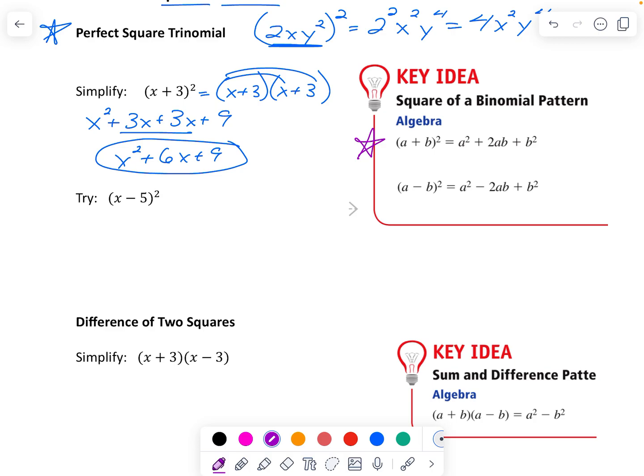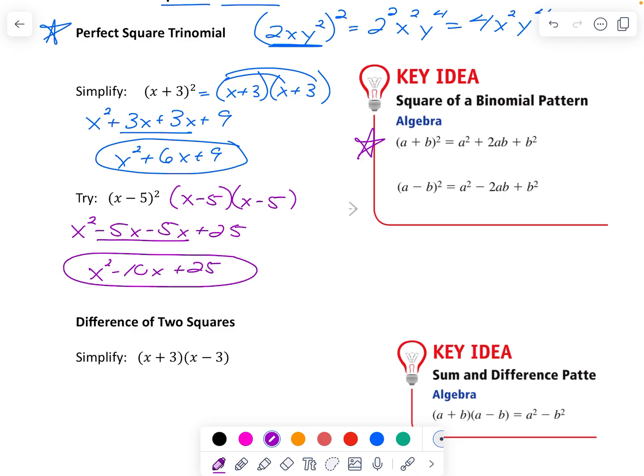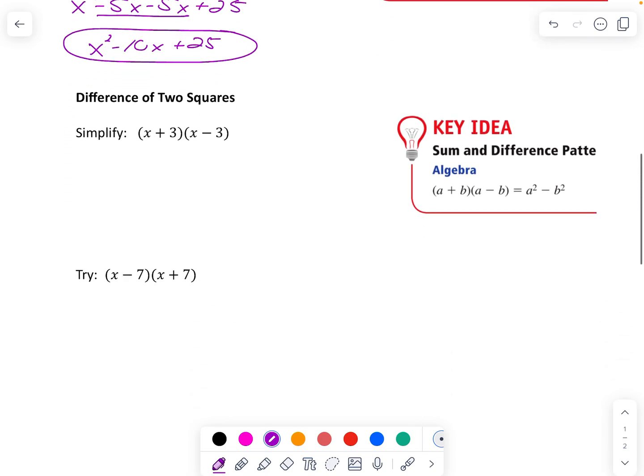So this one, you can pause and then try it on your own and then push play. This one's going to be x minus 5, squared. So that's going to give us x squared minus 5x minus 5x plus 25. Again, notice those middle terms are the same when we have the same parenthesis times itself. And our final answer is going to be x squared minus 10x plus 25. So when you see those types of problems, make sure you rewrite them and multiply appropriately.